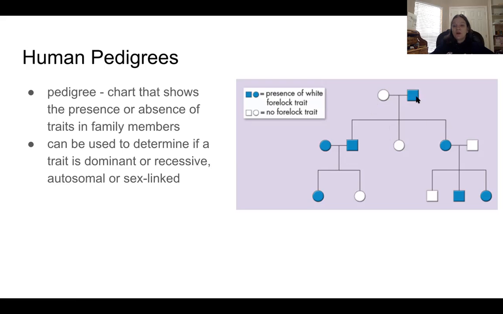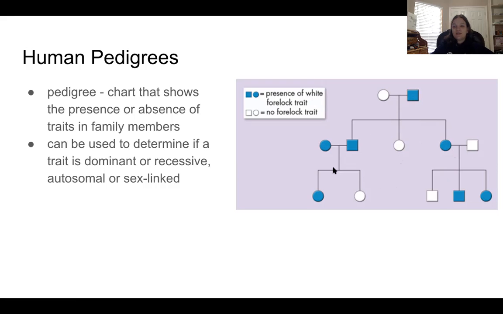And so the way that these work is that the squares are for males and the circles are females. A line across indicates a marriage. And then you would draw a line down, and then you would have kind of a bracket shape to their kids. So these people have 3 kids. They have a son and 2 daughters. And then their son got married and one of their daughters got married. And so then we have 2 kids here and 3 here. And if it's shaded, then they show the trait.